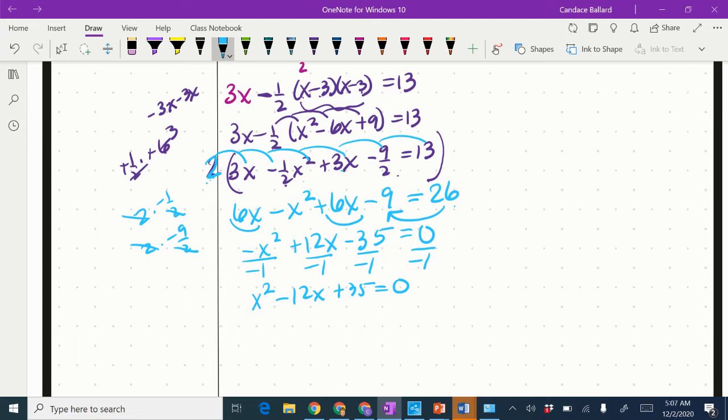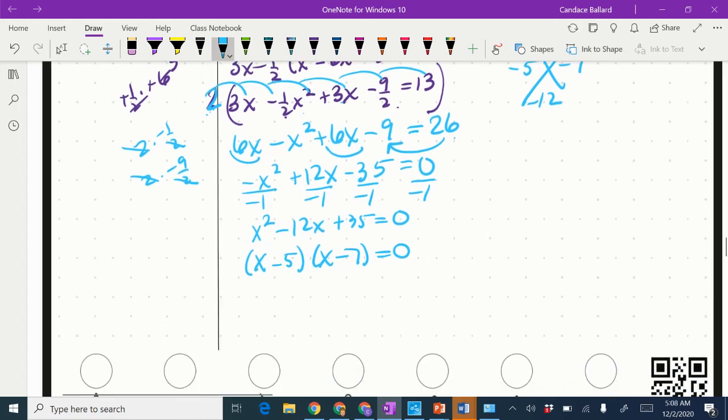Now I'm down to something that's very familiar looking. I'm going to go ahead and try my magic x. I need two numbers that multiply to 35 and add to negative 12. And I believe that would be negative 5 and negative 7. I don't have a leading coefficient, so I don't have to do the box. So I have x minus 5 times x minus 7 equals 0. Then I'm going to take each one of these and set them individually equal to 0. So x equals 5 and x equals 7.